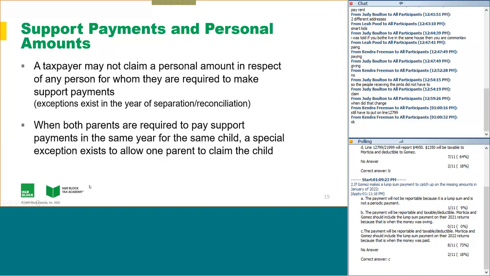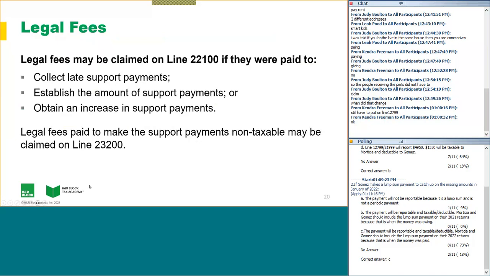Okay. Briefly, legal fees. We talked about legal fees before. Just a quick reminder, legal fees can be claimed on line 22100 if they were paid to collect late support payments, establish the amount of support payments, or obtain an increase in support payments. They do not count if you're trying to make support payments lower. If you're trying to eliminate support payments, they don't count for child support. Okay, and they can't be mixed up with other custody or asset splitting things.